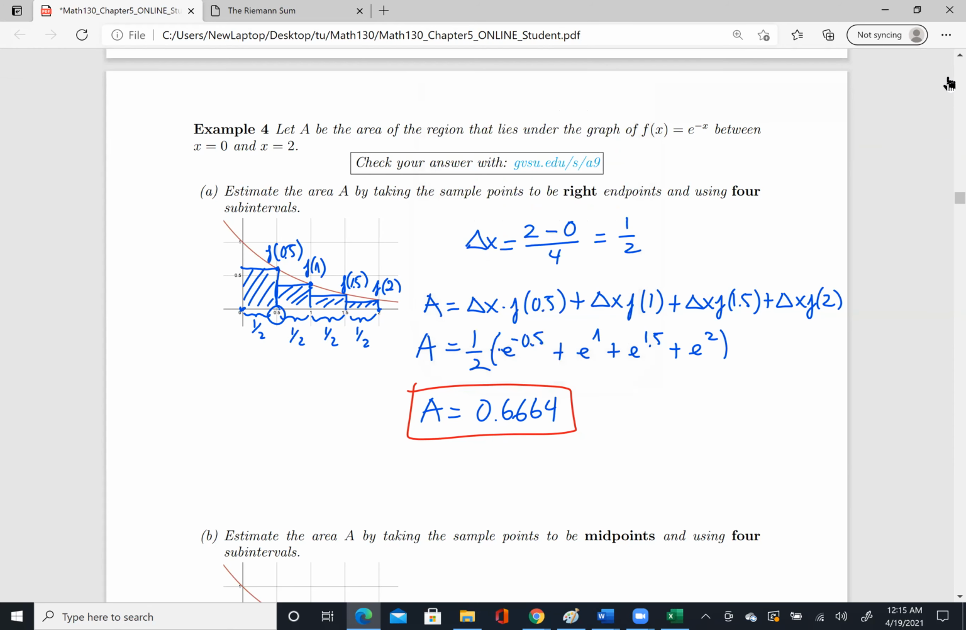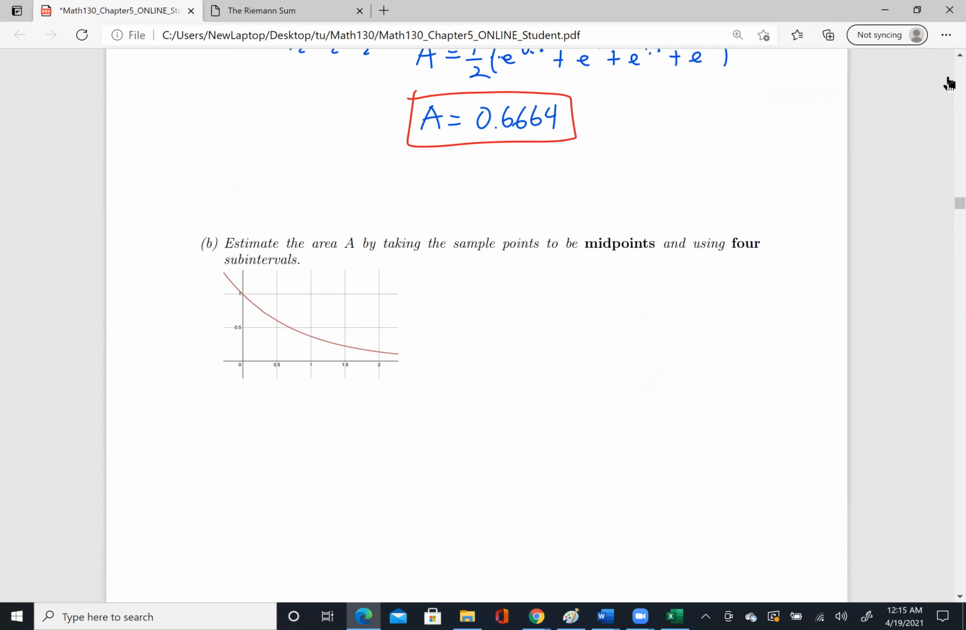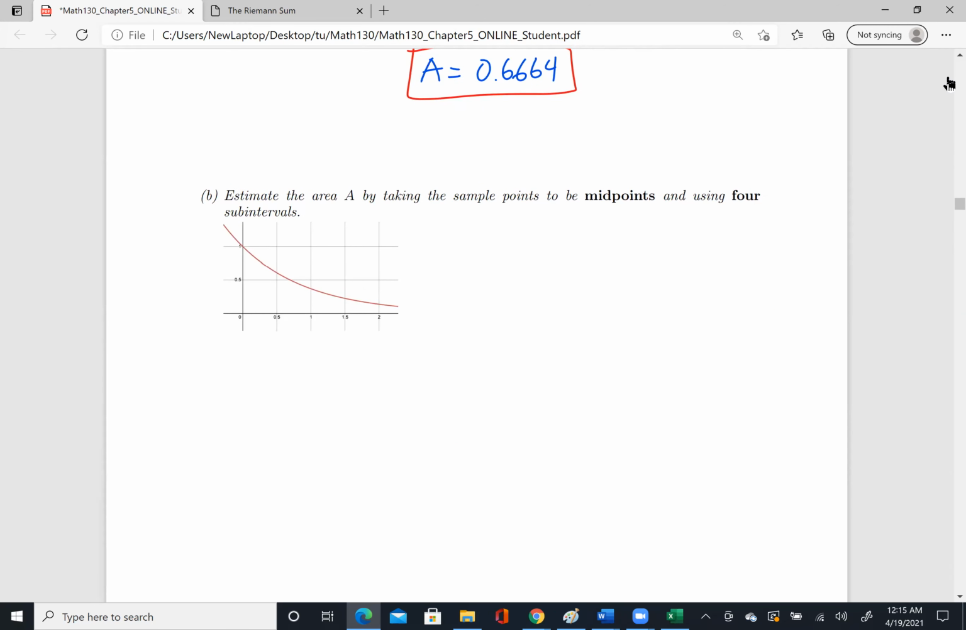So let's move to part B and see what they want. Part B wants to estimate the area A by taking the sample point to be the midpoint and using 4 subintervals. So again, it's still from 0 to 2, and delta x is still b minus a over n, 2 minus 0 over 4, which is 1/2.